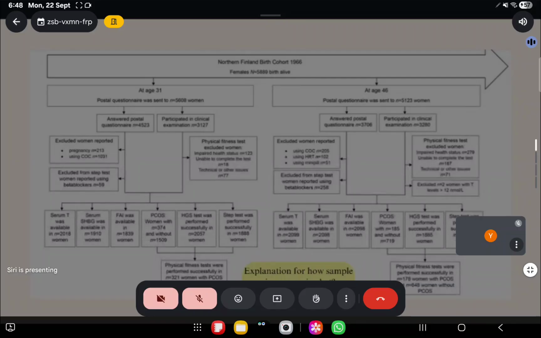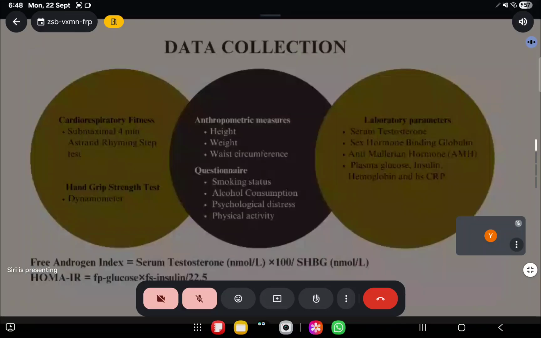This was how the sample size was arrived at, and we know the answer clearly. But how the sample size calculation was done was not mentioned in the study, which is a negative point. What were the clinical variables and data that were collected from the women?